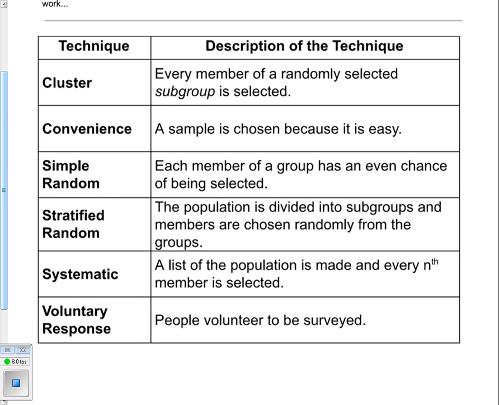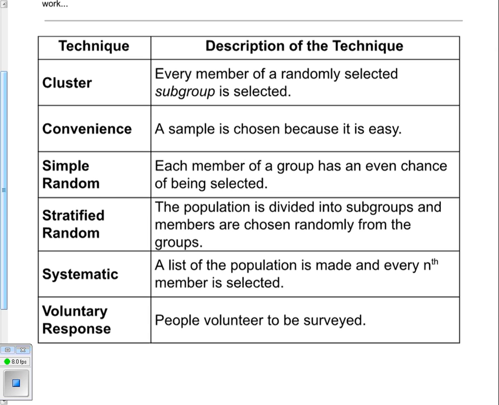The next one is systematic. That's where a list of the population is made. You determine that every nth person, so every 5th person, or every 20th light bulb, or every 100th soccer ball to come off your production line is going to be checked for quality assurance, or is going to conduct your survey, or something like that.